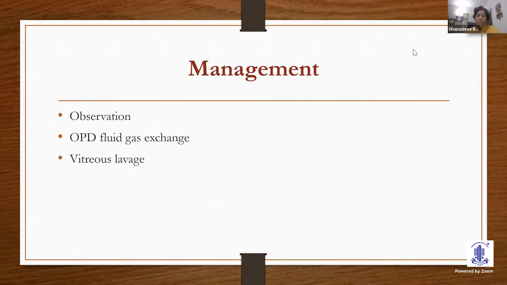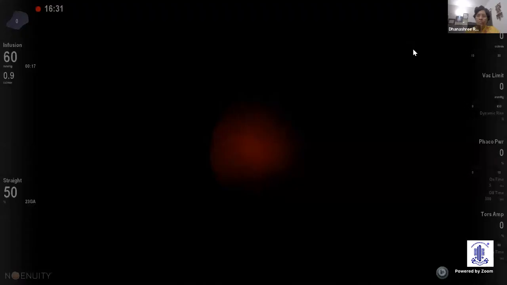So how would you decide which method to do? Generally, what I do is I look at the ultrasound scan before the surgery. And if the ultrasound scan shows a lot of vitreous echoes towards the posterior surface, like towards the retinal surface, in that situation, the OPD fluid gas exchange might not be very useful, because with OPD fluid gas exchange, you cannot actually clear the posterior fluid very well, you can clear the anterior fluid. So in this situation, it would be better to do a vitreous lavage.